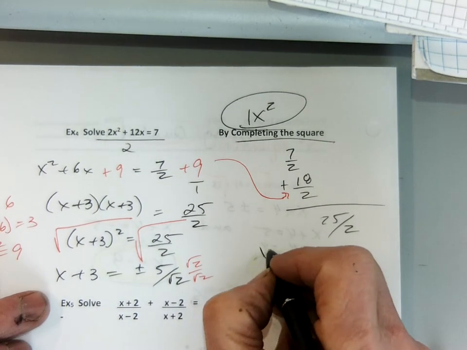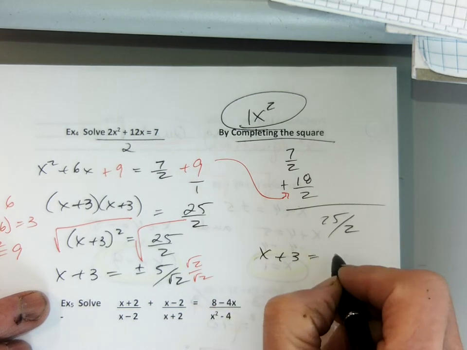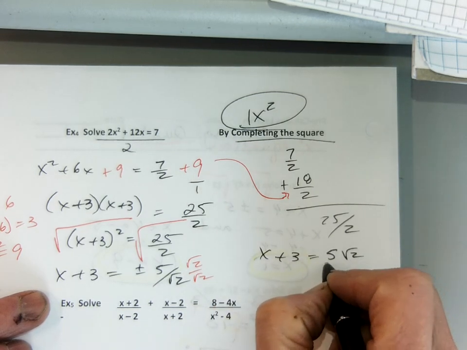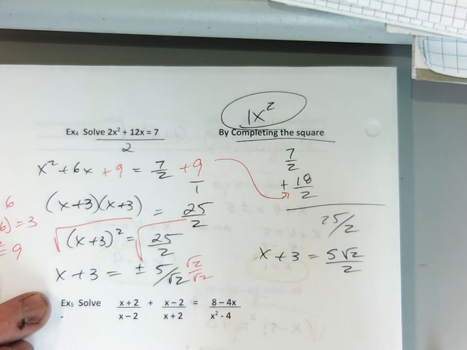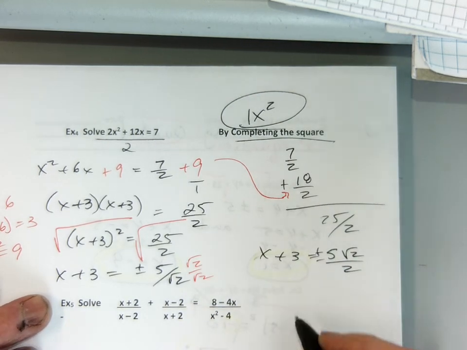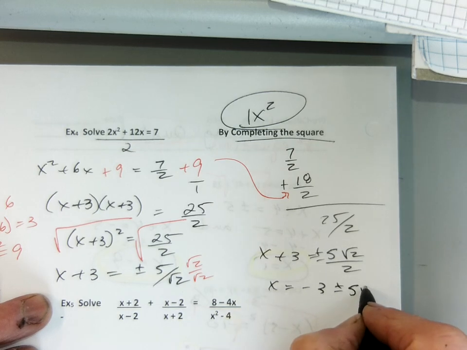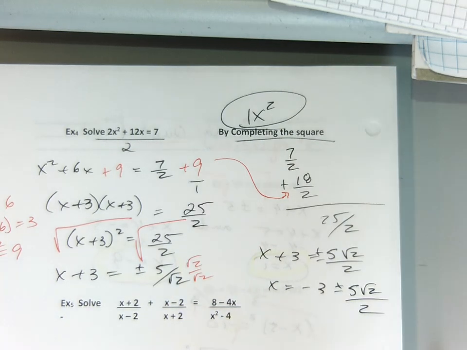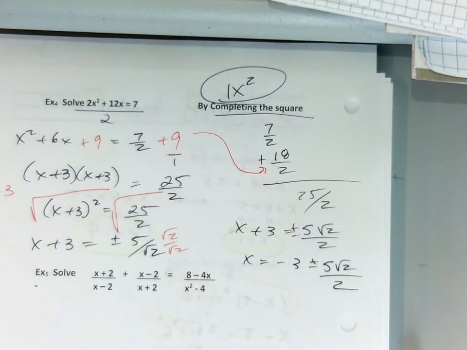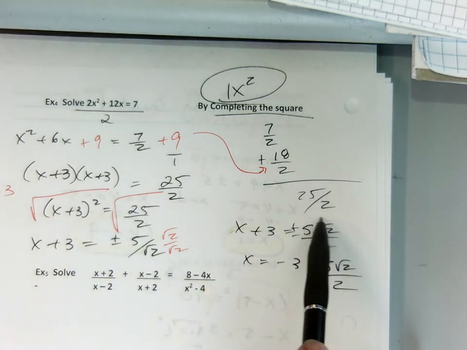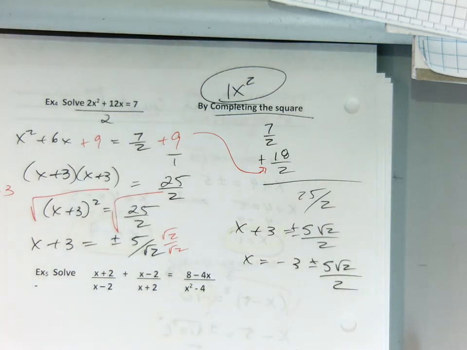So I'm going to have x plus 3 equals 5 square root of 2 over 2. And then I'm going to have x equals negative 3 plus or minus 5 square root of 2 over 2. That's the best answer. If you give me an equivalent, I would take it, okay? I just don't want a decimal for the square root, okay? Does that make sense? If you choose to use decimals in here, I could do that. I just don't want the square root to be a decimal, okay?